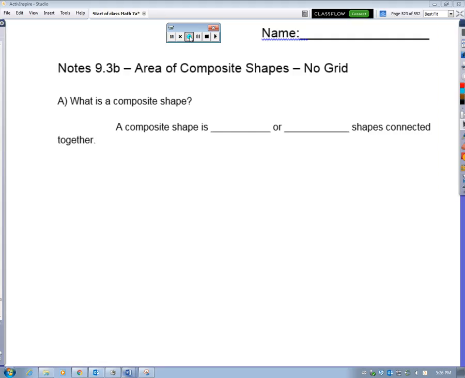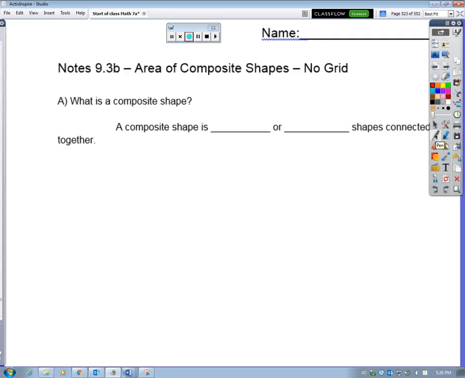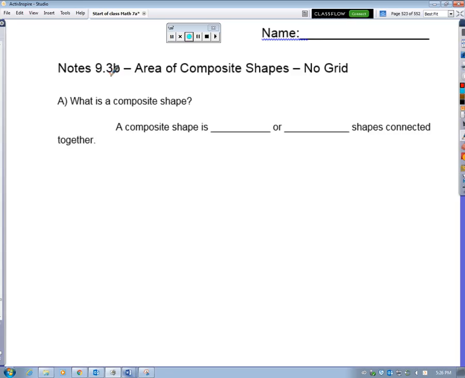We're moving further into Chapter 9. We're on the second part of 9.3. 9.3b, we're going to find the area of composite shapes again, except this time we're taking off the grid. The grid kind of helps us out. It's like the training wheels of a bike, but we're taking that off so that we can calculate the area differently of these composite shapes.